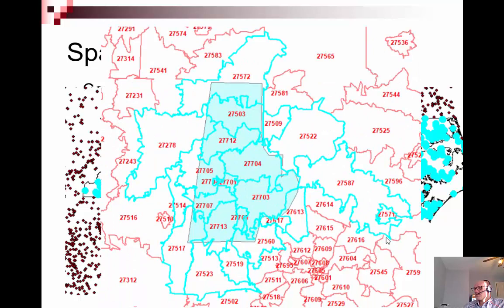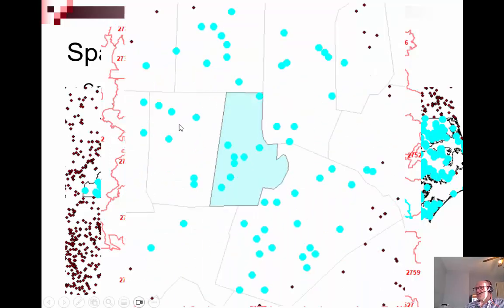We can look at all zip codes that intersect with Durham County. So you can see this zip code kind of goes out, goes in, but it intersects with it. And here's an example where we can look at all tornadoes within 20 miles of Durham County.